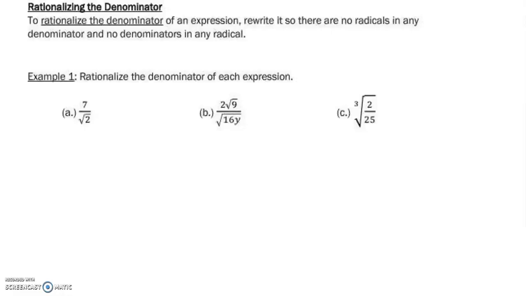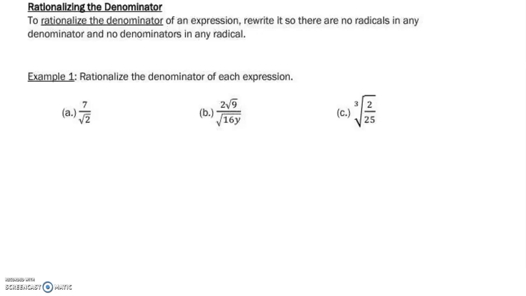All right, when we're rationalizing a denominator, what we want to do is rewrite it so that there are no radicals in the denominator and no denominators in any radical. Looking at example 1, we're going to rationalize the denominator of this. We have a radical in the denominator and we want to get rid of that radical. I see this square root of 2.